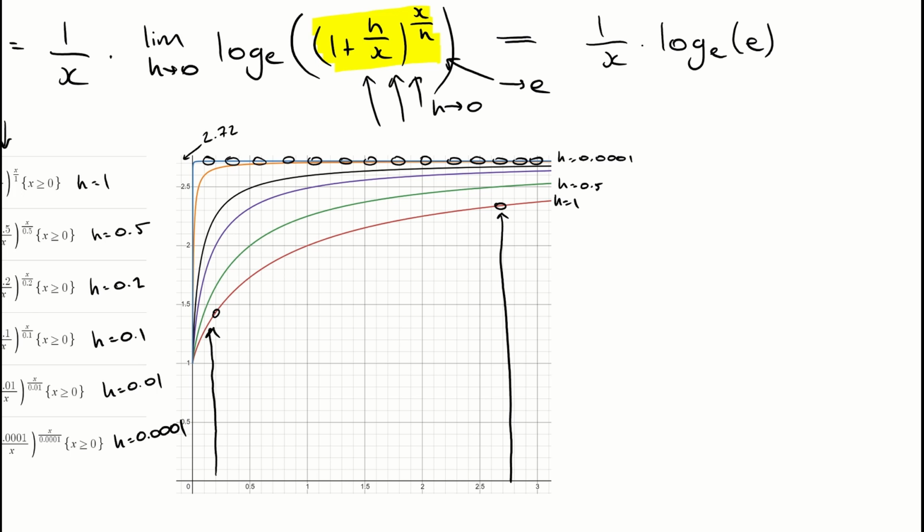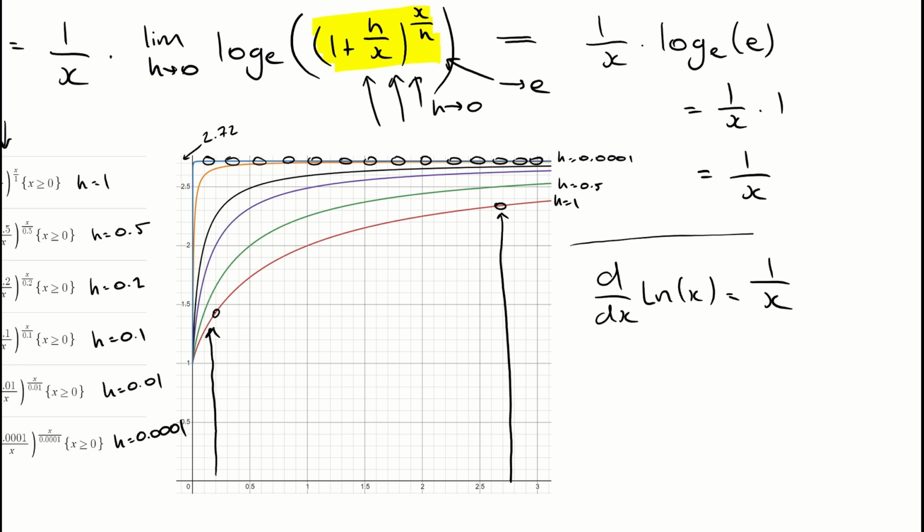And the natural log of e, well, what do I need to put e to the power of to get e? It's just 1. So I end up with 1 on x times 1, which is just 1 on x. So we can see that if I differentiate the natural log of x, I just get 1 over x. And this is going to be a really important formula when we come to apply these derivatives to other sorts of questions.